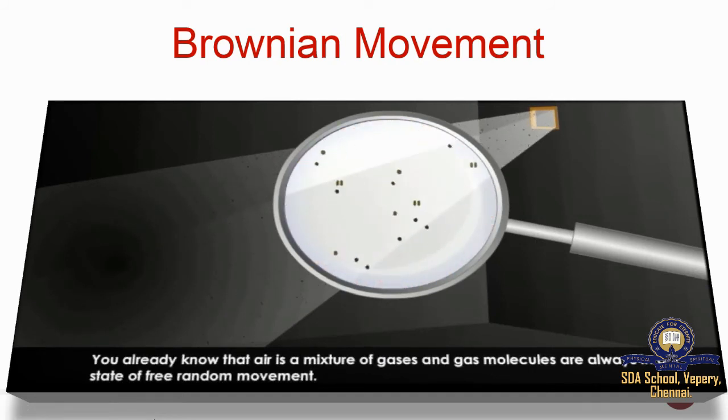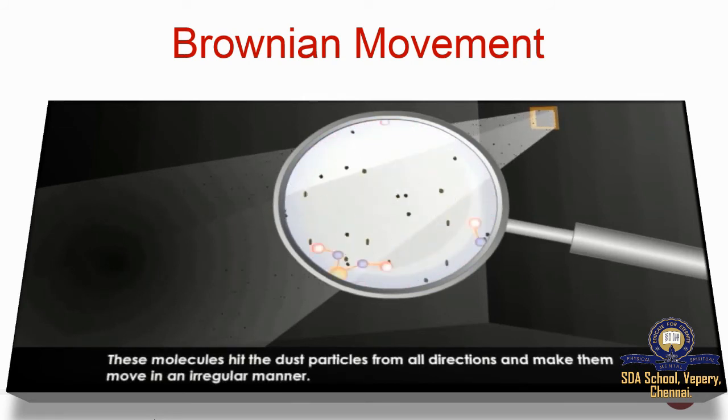You already know that air is a mixture of gases, and gas molecules are always in a state of free random movement. These molecules hit the dust particles from all directions and make them move in an irregular manner. Yes. In colloidal solutions, when we view them under a powerful microscope, we can see the colloidal particles moving constantly and rapidly in a zigzag direction. It is said to be Brownian movement.